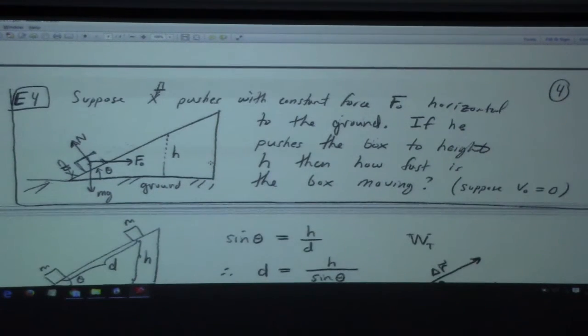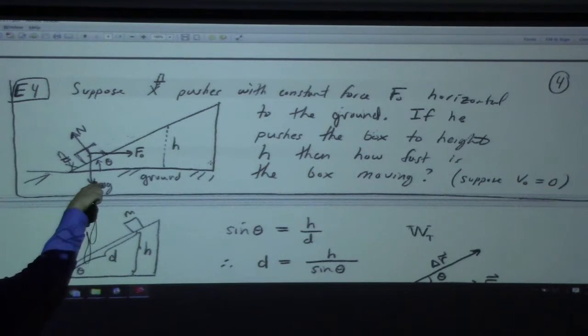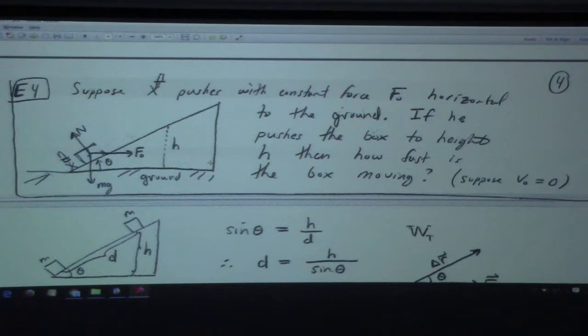Another example, if you just push with a horizontal force, horizontal to the ground or horizontal to the plane? I'm not sure with my wording. Oh, apparently horizontal to the ground, right? So that's not directly in the motions. Well, if there's friction, is there friction?